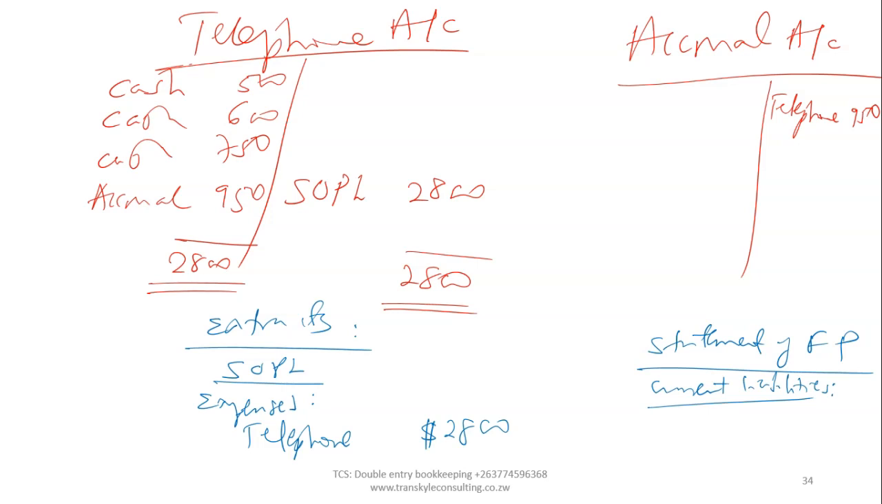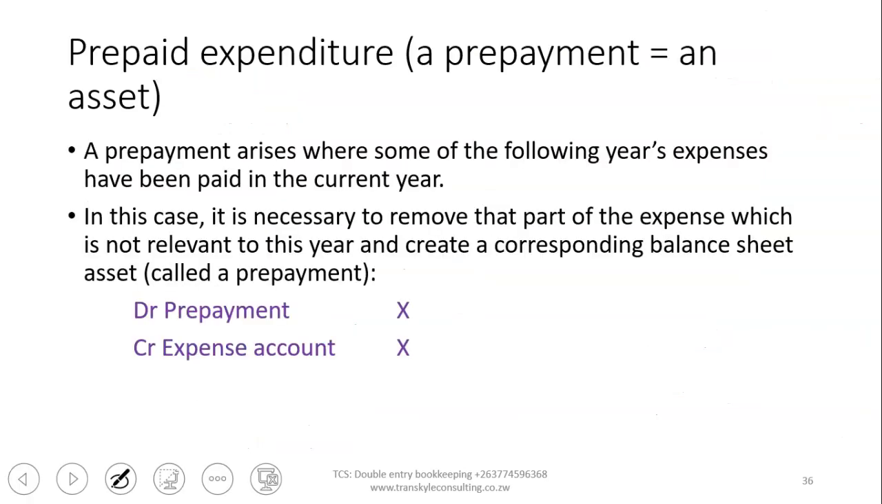Current liabilities, we are going to have telephone, 950. We need to pay that one to ensure that we have settled our account. Now, the prepaid expenditure. A prepaid expenditure is an asset. What is an accrued expenditure is not an asset but a liability. So we have done the liability part, which was the accrued expenditure. We now go to the prepaid expenditure.